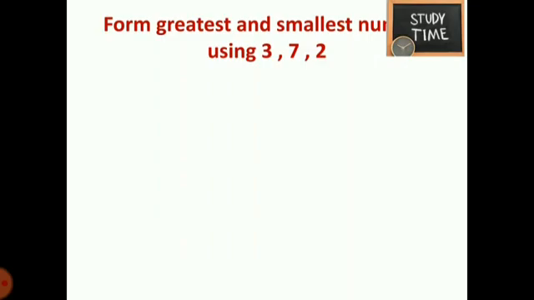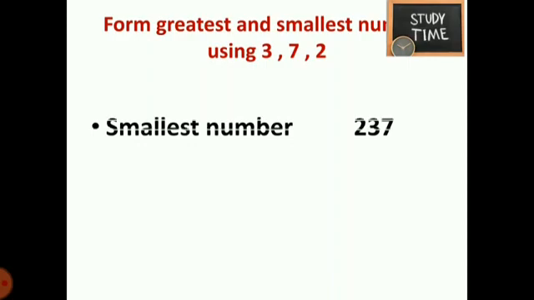Now I am going to give one example of how to write the greatest and smallest number using the given digits. Here the number I gave is 372. Which is the smallest digit? 2 is the smallest. Next to that, 3 is the immediate greater digit. The greatest digit is 7.